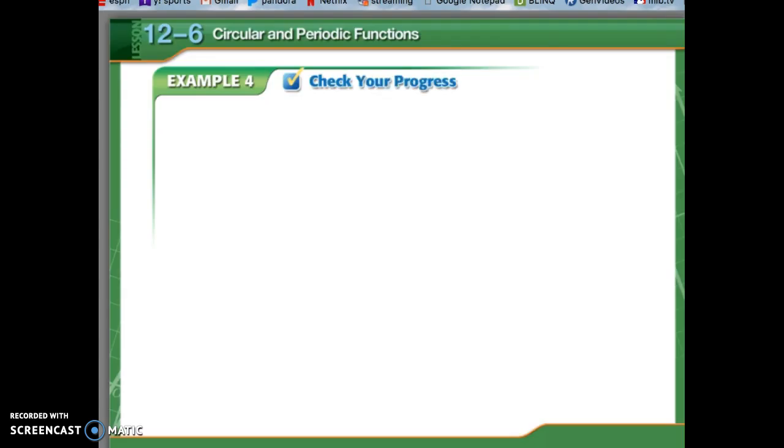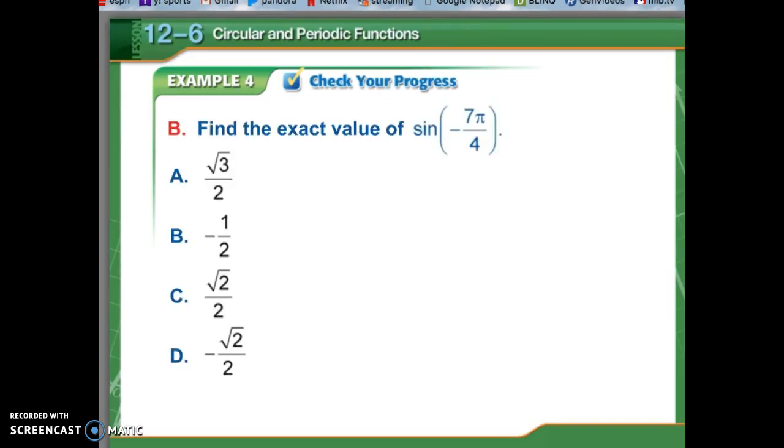For part B, we're going to find the exact value for the sine of negative 7 pi over 4. Go ahead and work out your coterminal angle, find the sine value, and then pause the video and we'll see the answer on the next slide. And our answer this time is square root 2 over 2. The sine of negative 7 pi over 4 is the exact same as the sine of pi over 4. Pi over 4 being in the first quadrant means your answer is going to be positive. Answer is square root of 2 over 2.